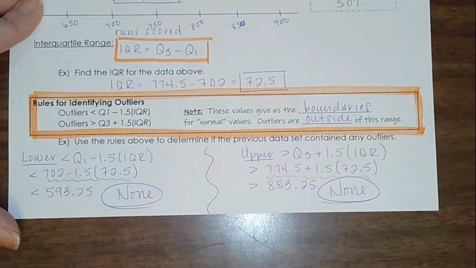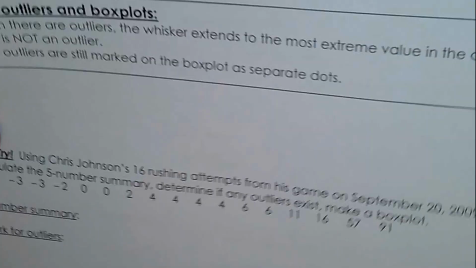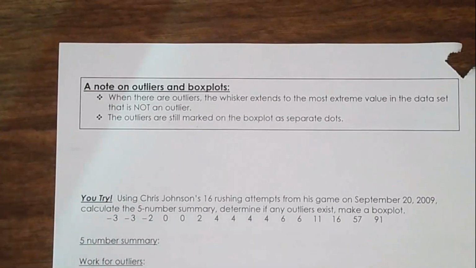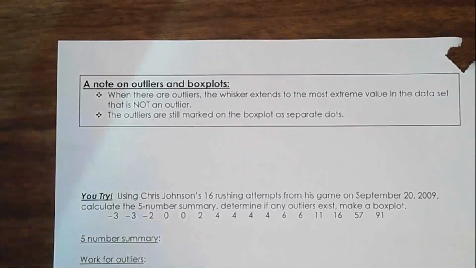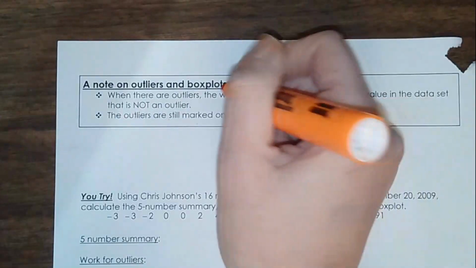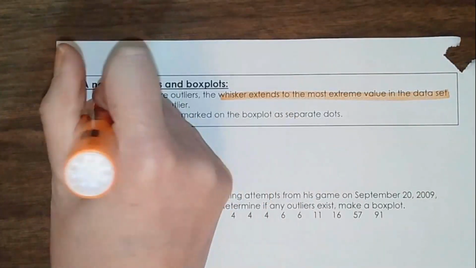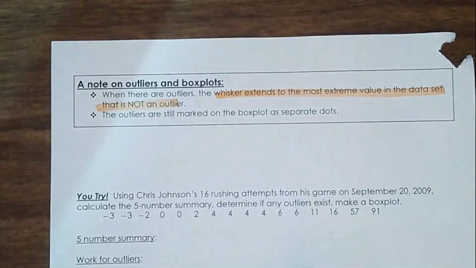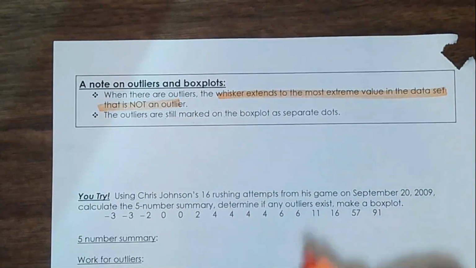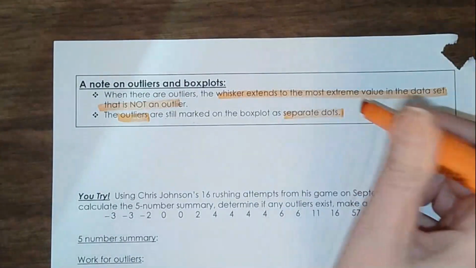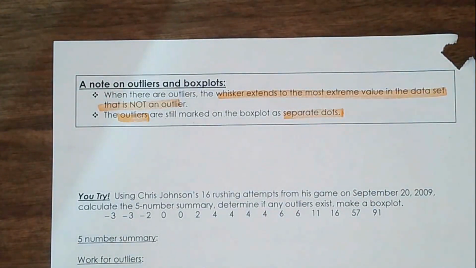Okay. Now, when boxplots do have outliers, you guys, the whisker extends to the most extreme value in the data set that is not an outlier, and I'll show you in a second. Outliers then are marked on the box plot as separate dots. Okay?